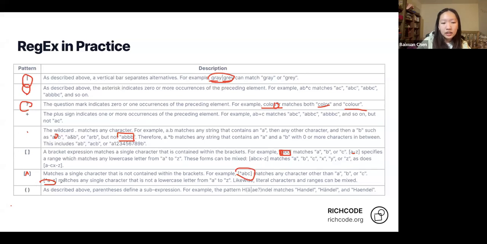And parentheses, as we described above, are a sub-expression. So we can just use it to group this together. So we evaluate this first before we evaluate the rest of it. It's like another expression on its own. So are there any questions?